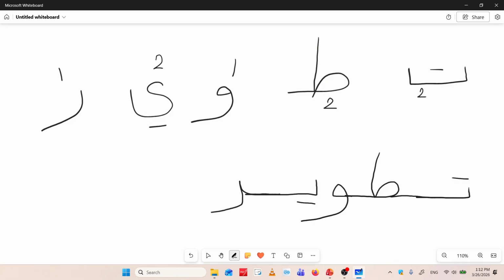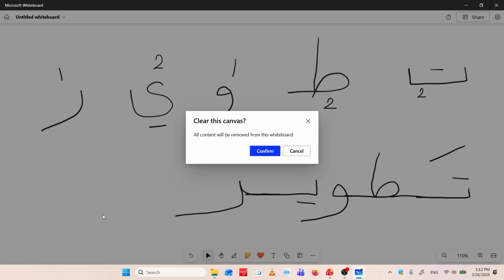Then we have ra. And this word is تطوير. One more time: تطوير. And تطوير means to develop something, to make something better. Okay? Next word in this, the last word in this group, in the B2.